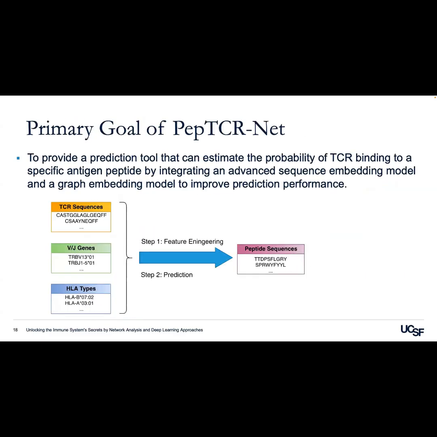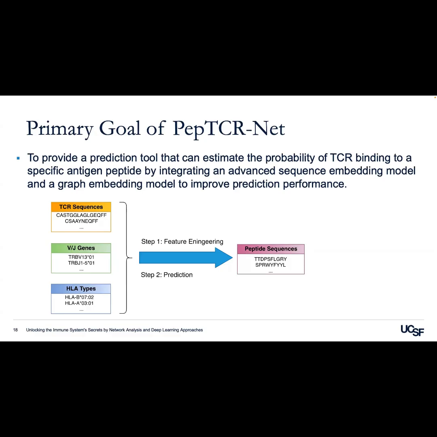This is our overall pipeline. As with many other prediction models, you have your inputs, you have your features, and you want to predict your outcome. Here the prediction is a classification, because you have, say, 5 or 10 antigen peptides that you are interested in, and you want to predict which T cells bind or recognize this antigen peptide sequence.